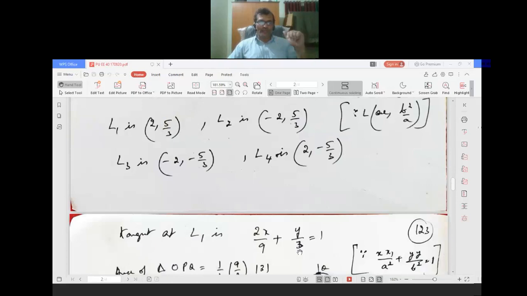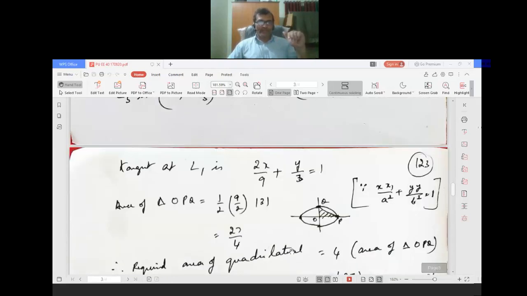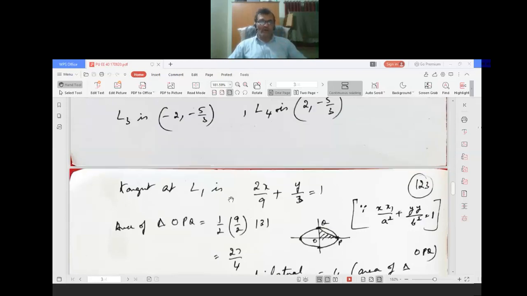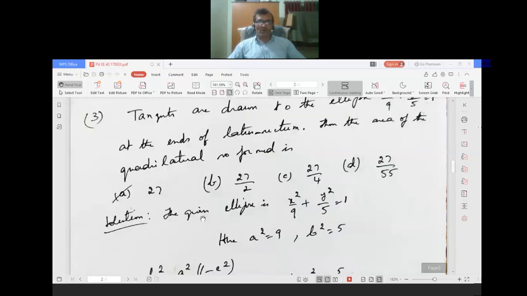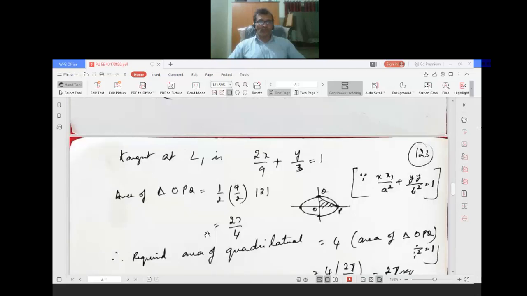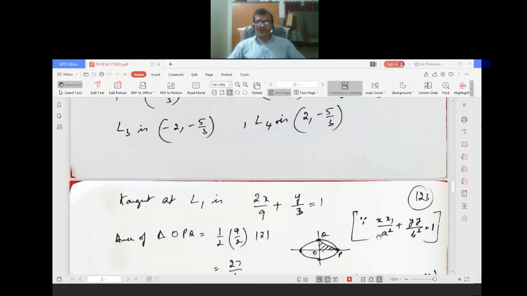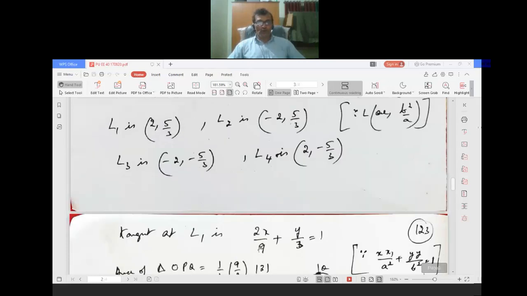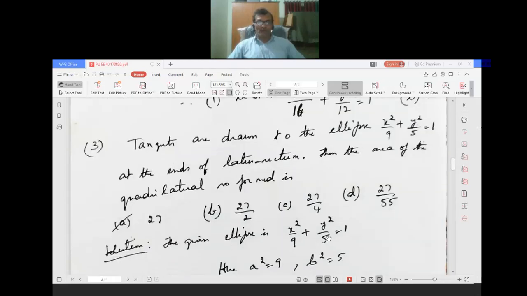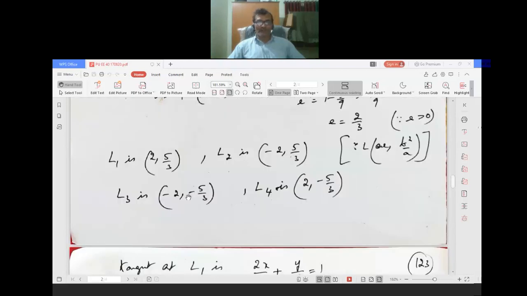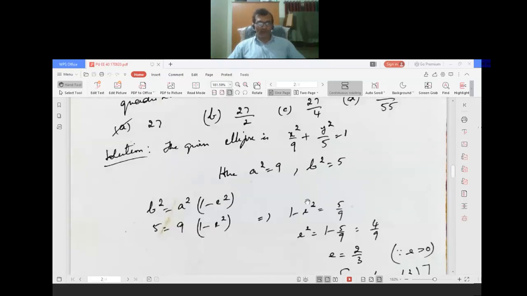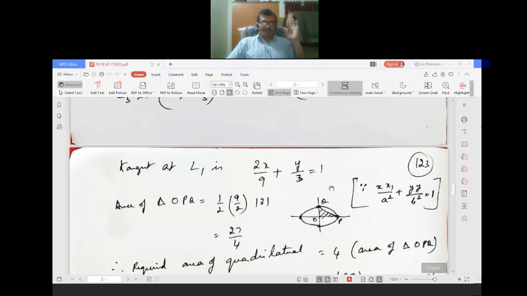Once you get the ends of the latus rectum, then the tangent at L1, because the question says tangents are drawn to the ellipse at the ends of the latus rectum. The tangent formula is x x1 by a squared plus y y1 by b squared equals 1, where x1, y1 is the point of contact. Here the point of contact L1 is 2 comma 5 by 3. So we get 2 into x by 9, then y into 5 by 3 by 5. The 5 and 5 cancel, so x by 9 into 2 plus y by 3 equals 1.